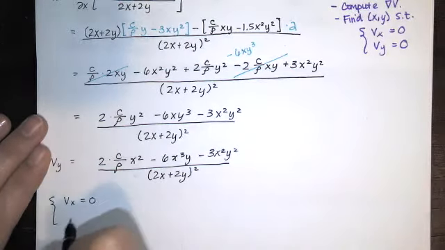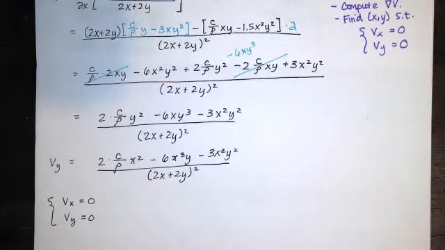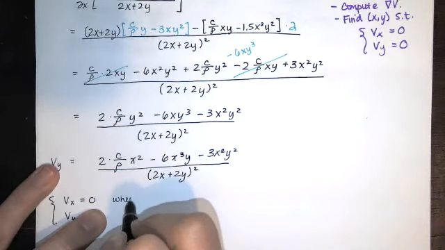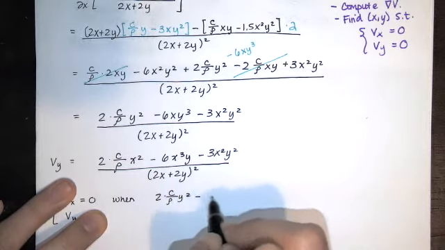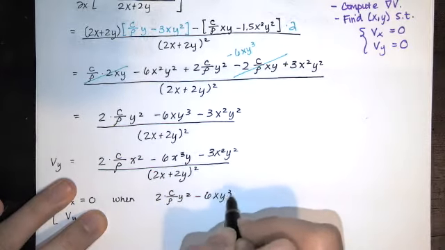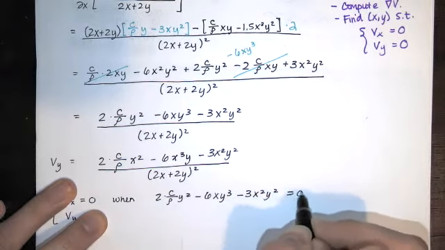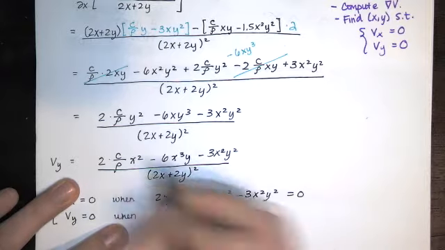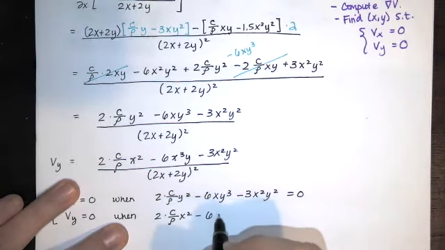In order for our gradient to equal 0, now each of these is a fraction. The only way a fraction is 0 is if the numerator is 0. So the partial of v with respect to x is 0 when 2 times c over rho times y squared minus 6x times y cubed minus 3x squared times y squared is equal to 0. And similarly, this bottom function is equal to 0 when the numerator is 0 as well.